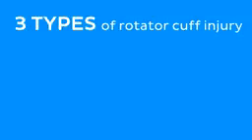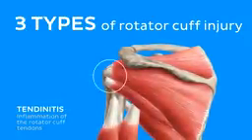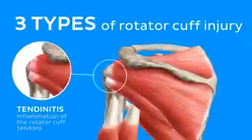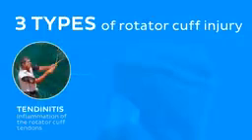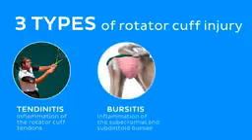There are 3 main types of rotator cuff injury. Tendinitis, which is usually caused by overuse of the rotator cuff. This results in inflammation of the rotator cuff tendons. Tennis players and painters are commonly affected in this way and typically experience a consistent dull aching pain around the shoulder joint. The second type is bursitis, which involves inflammation of the subacromial and subdeltoid bursae.